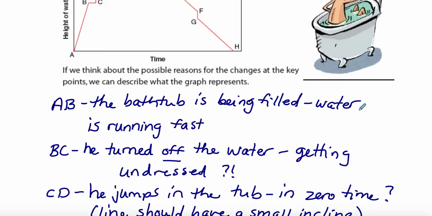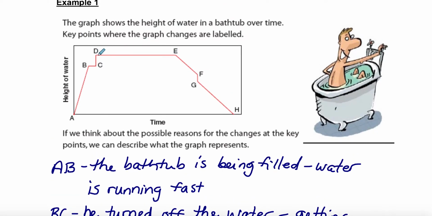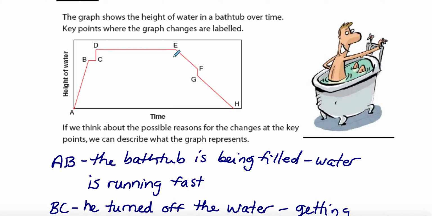And then we see this long line here that is flat. So these graphs are supposed to be suggesting that the height of the water isn't changing at all, but the time is passing. So I think this is probably representing when he's just sitting in the tub. I think if he was moving around and washing himself, this would be going up and down. But I think he just might be just sitting in the tub having his bath.